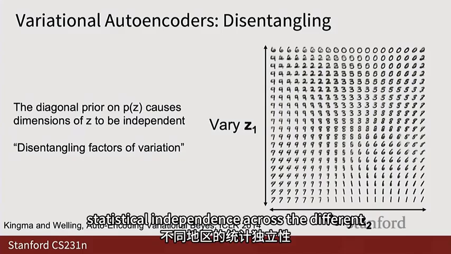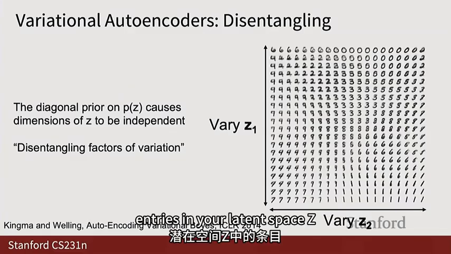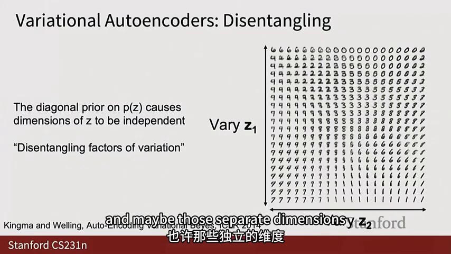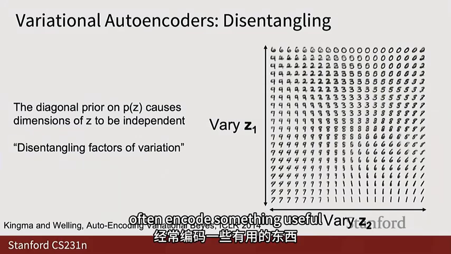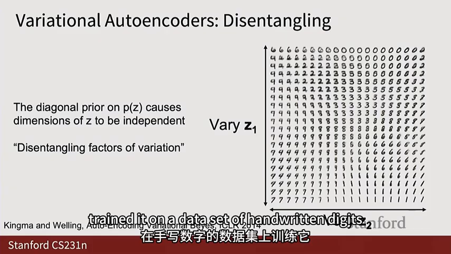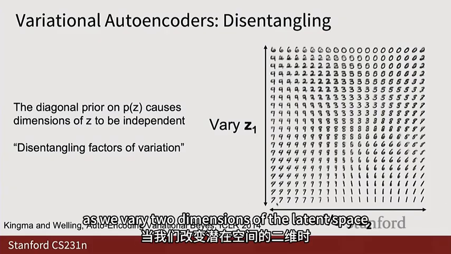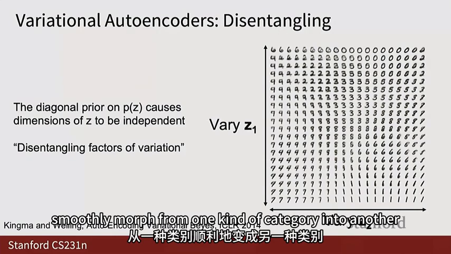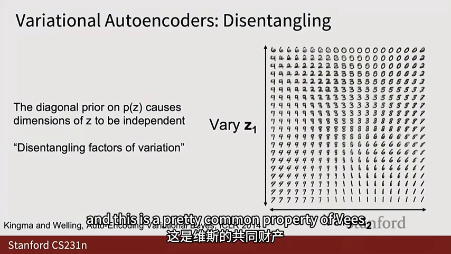Another nice thing is that because your latent space is diagonal Gaussian, there's a notion of statistical independence across the different entries in your latent space z. So you can vary them separately, and those separate dimensions often encode something useful, interpretable, or orthogonal about your data. Here we trained a VAE on a dataset of handwritten digits, and as we vary two dimensions of the latent space, the digits smoothly morph from one category into another. This is a pretty common property of VAEs.